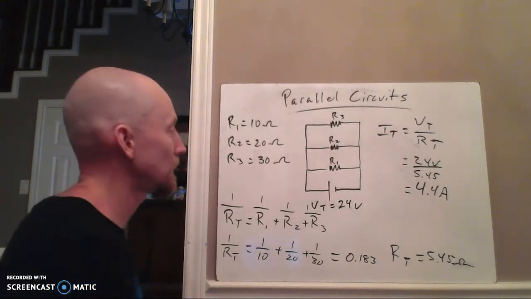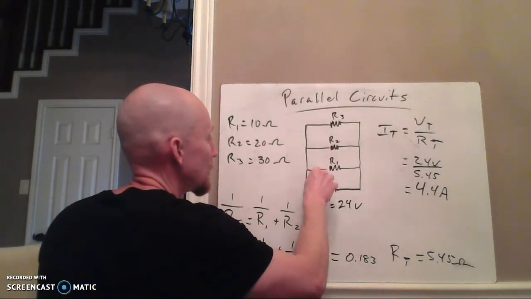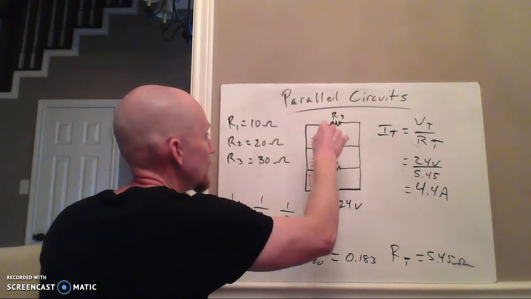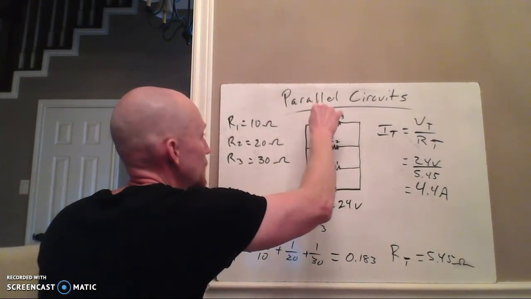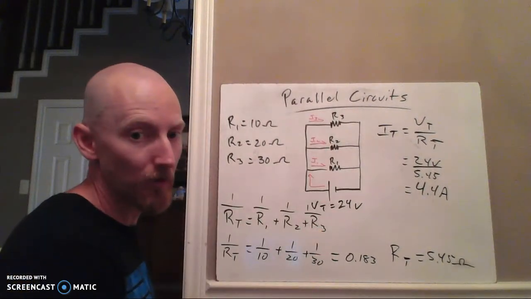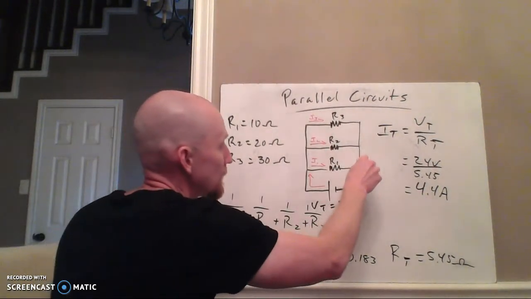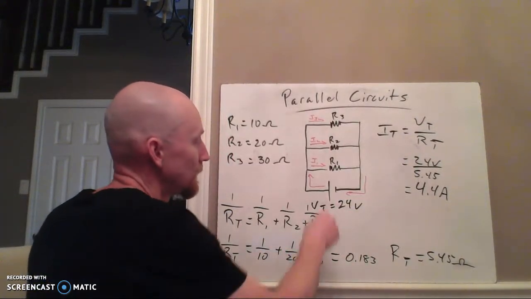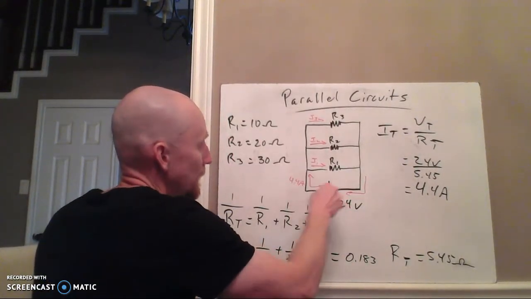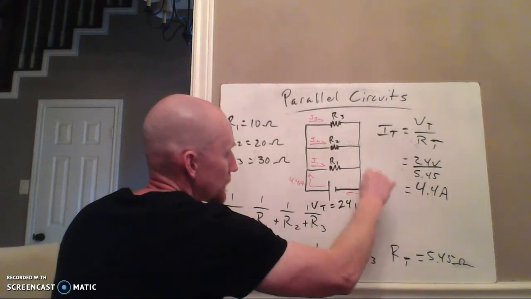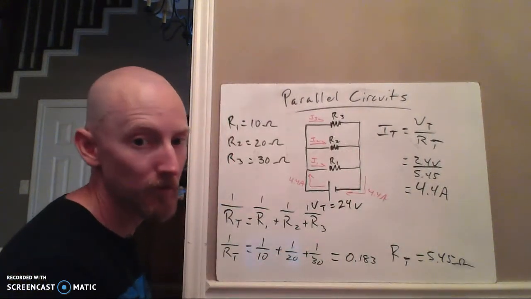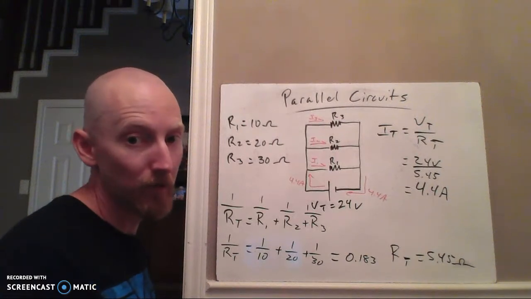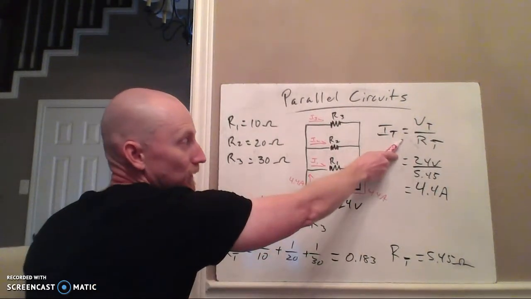What happens here is current comes out of here, and it can go there, call that I1, it can go here, call that I2, or it can go up here, call that I3. So your current actually branches off into 3 branches. And then all these little branches meet back up on the backside. So you get 4.4 amps coming out, and you get 4.4 amps coming back in. So the question is, how much current is in each branch? And to do that, it's pretty easy. You just use Ohm's law.